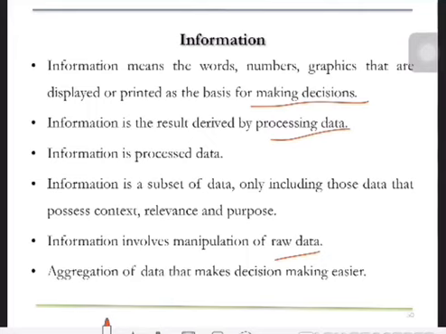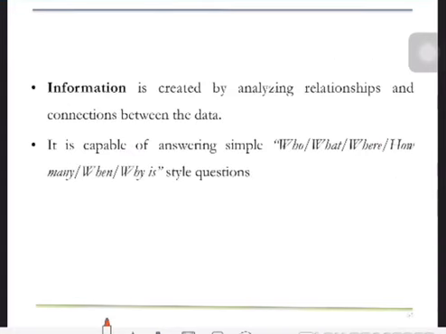So aggregation of data that makes decision making easier. Simply, processed data, we can say that's information. Information is created by analyzing relationships and connections between the data. If you analyze the relationships and connections between the data, then we can create information. It's capable of answering simple who, what, where, how many, when, why style questions.